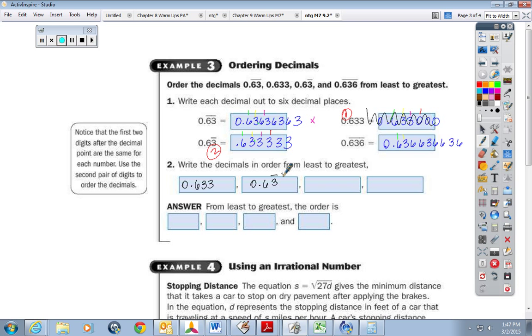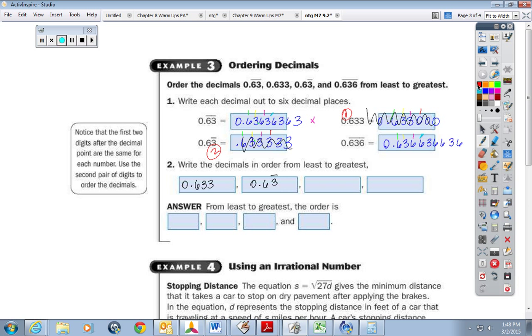So now I need to compare these two, which if I'm looking here, I've got 6 and 6, 3 and 3, and then I've got 6 and 6 again, right? So that doesn't tell me anything. Now the next one here is 3, and what's the next one here? 6. So here's my third, and here's my fourth.